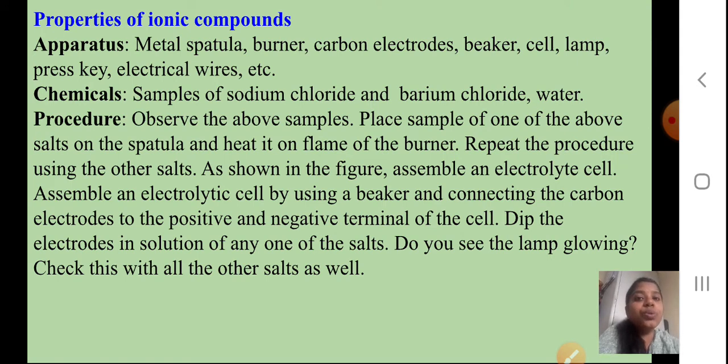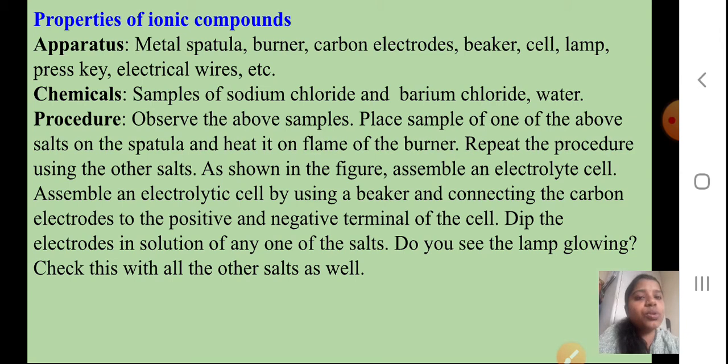Before studying the properties of ionic compounds, we are going to do a small experiment. Apparatus: you will require a metal spatula, burner, carbon electrodes, beaker, cell, lamp, press key, electric wires, etc. Chemicals: you will require samples of sodium chloride and barium chloride, and water.